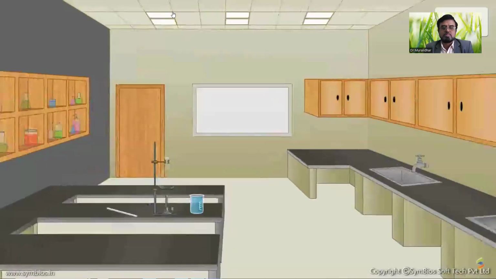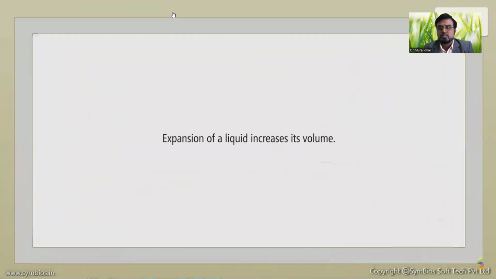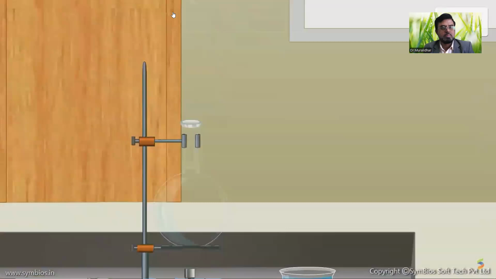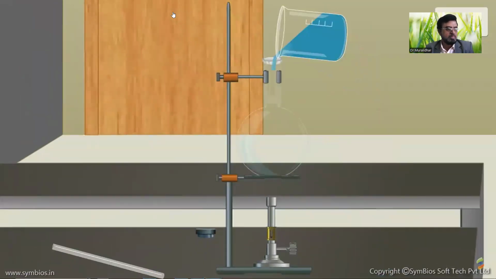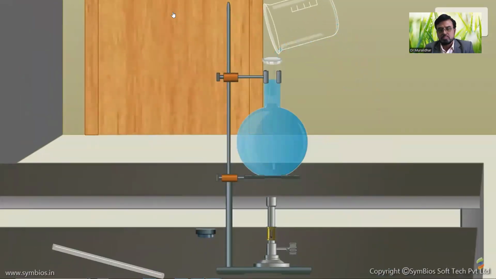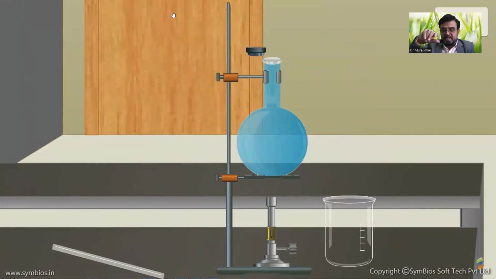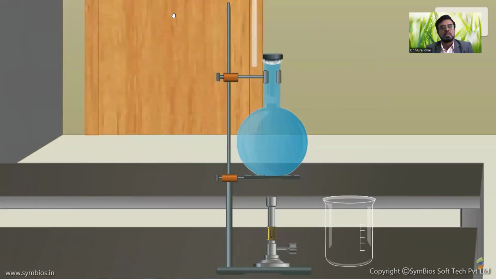Let us see an experiment that shows that expansion of a liquid increases its volume. Take a flask, fill water up to its brim, and close it with a rubber stopper. Insert a narrow tube in the flask through the hole of the stopper, with the water exactly up to the neck. Now, heat the flask and see what happens. Surprisingly, the water level first drops down and then starts rising.